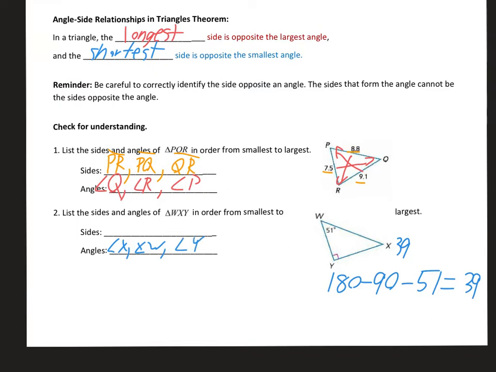To find the sides that are going to be in order from smallest to largest, we're going to look opposite the corresponding angles. So the side opposite angle X, well, that's going to be segment WY. The side that is opposite angle W, well, that's going to be segment XY. And the side that is opposite angle Y, well, that's going to be our segment XW. Organized from smallest to largest, we don't need to know the specific values so long as we know the relationships between them.